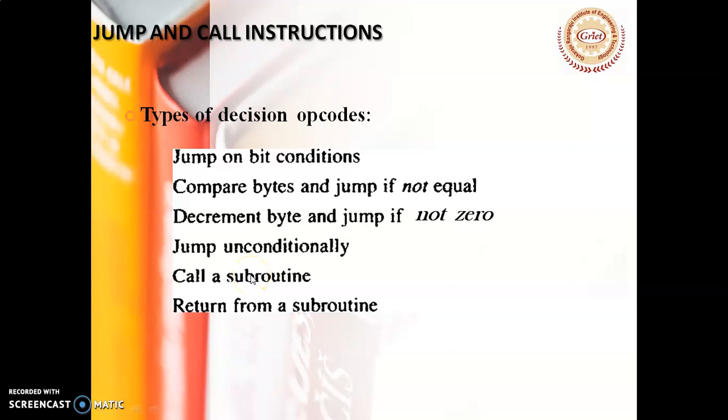In this video, I am going to explain about jump instructions. Jump instructions are used to change the program sequence. It is similar to the if statement in C language. Let's see the types of decision opcodes.